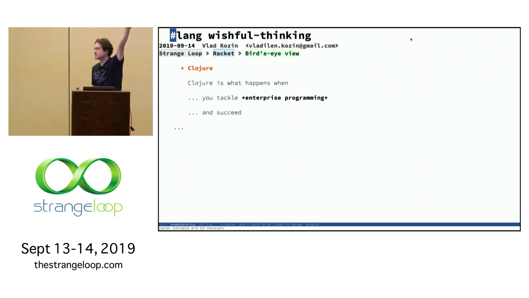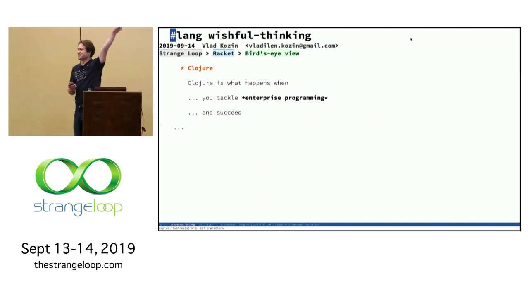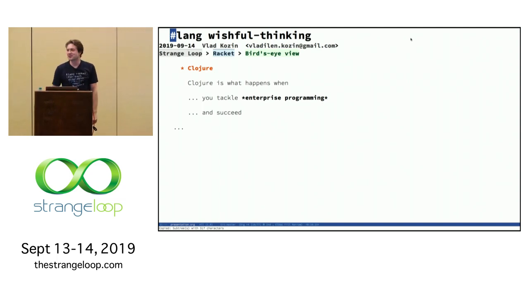Clojure programmers in the audience? Okay, way more than Racketeers. Good. I'm going to lean a little bit on that knowledge.